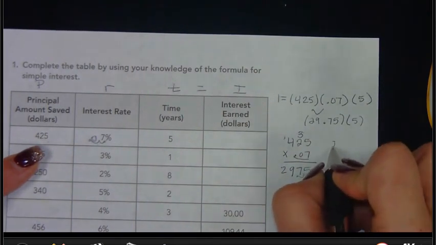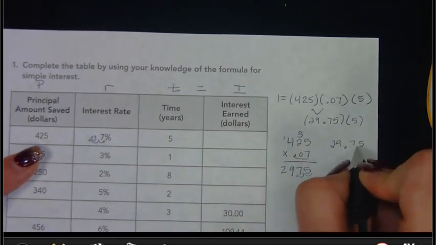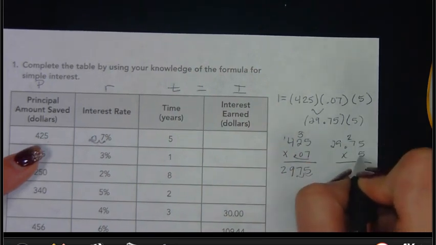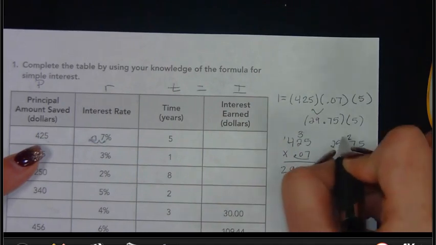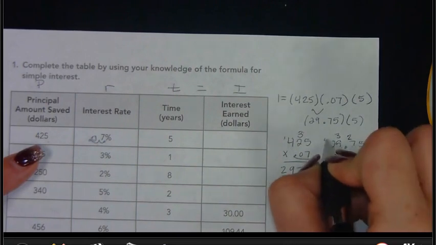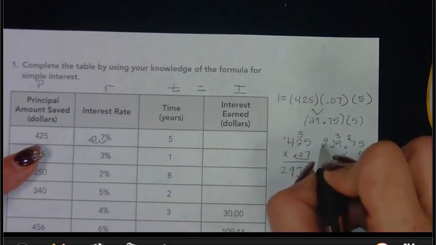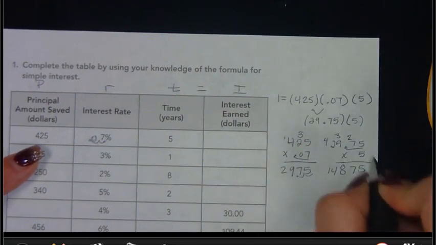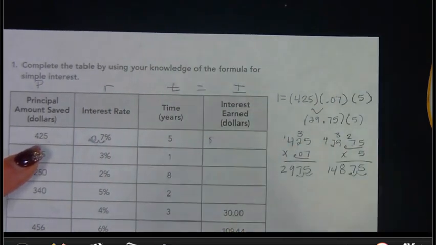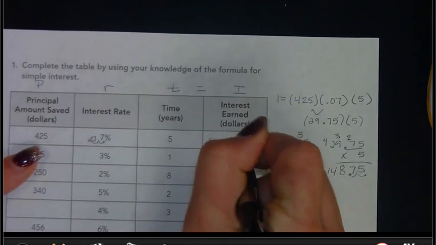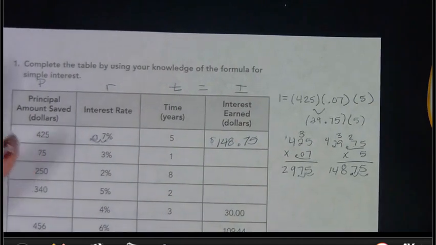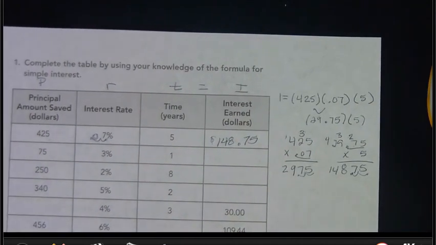So I'm going to have 29.75 times 5. 5 times 5 is 25, 35, 36, 37, 45, 46, 47, 48, 10, 11, 12, 13, 14. I have 2 place values, so I'm going to go 1, 2 to give me a grand total of $148.75.